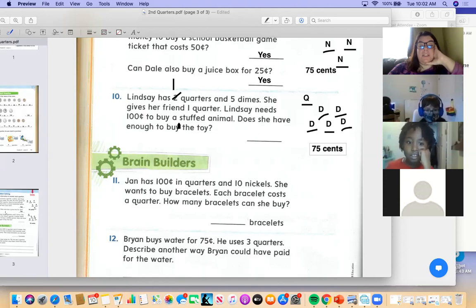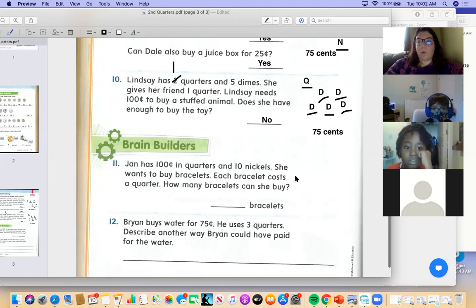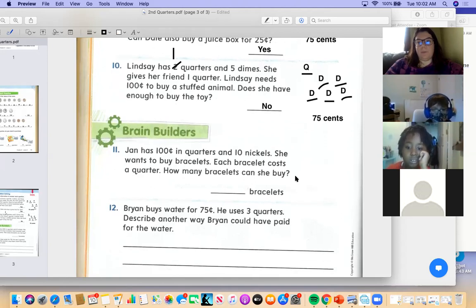Says she needs 100 cents to buy a stuffed animal. Does she have enough to buy the toy? No, she does not. If she had not given her quarter away to a friend, then she would have had enough. But she did give the quarter away, so she doesn't have enough. Okay?